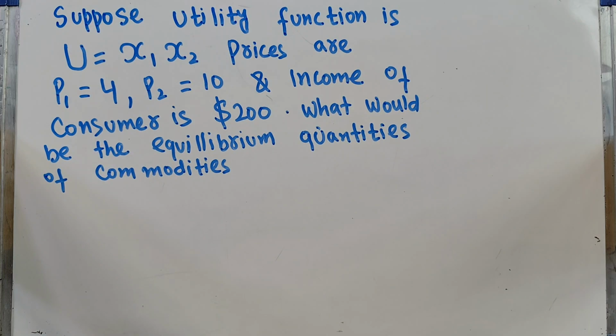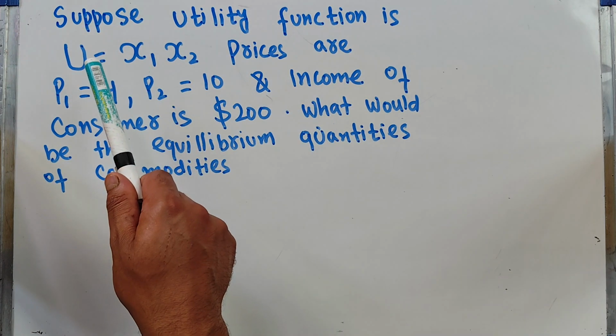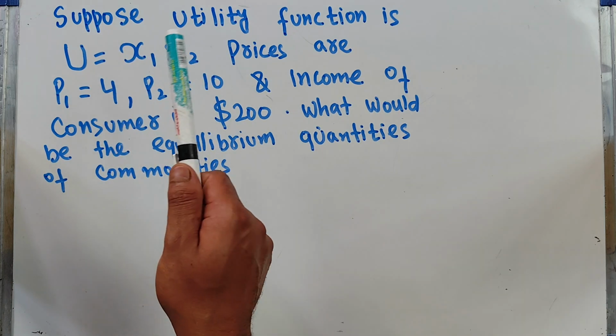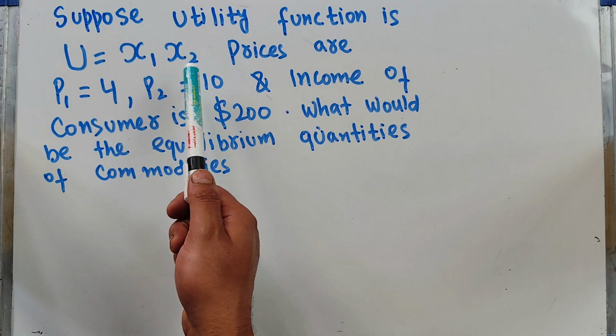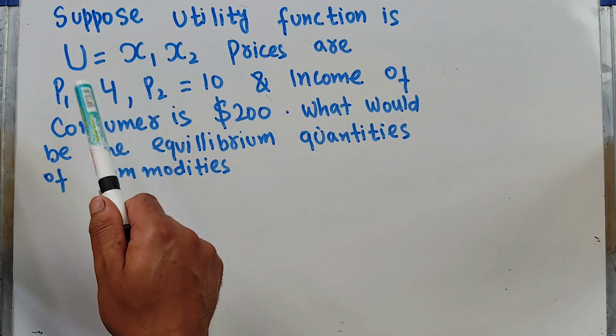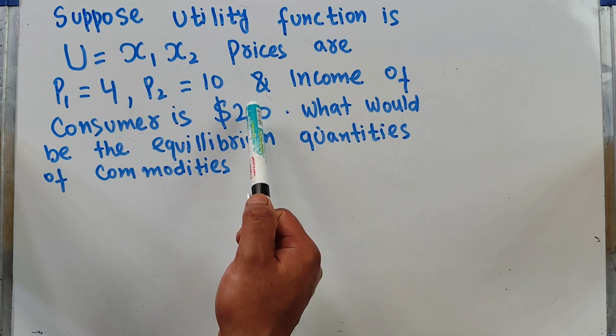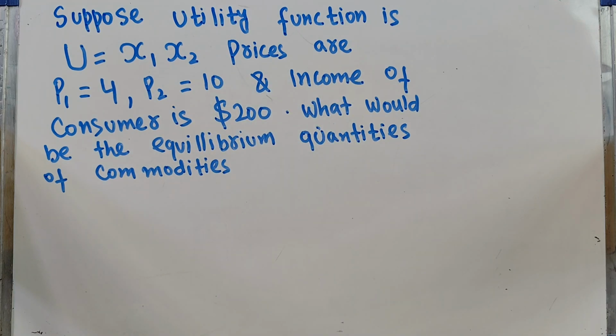Let us learn how to find out the equilibrium quantities of the commodities from the given utility function, the prices of the goods and the income of the consumer. The question is, suppose the utility function is u equals x1 times x2. X1 and x2 are the two goods that the consumer is consuming. The price of good x1 is $4 and the price of good x2 is $10, and the income of the consumer is $200. We have to find out the equilibrium quantities of commodities that the consumer will consume.